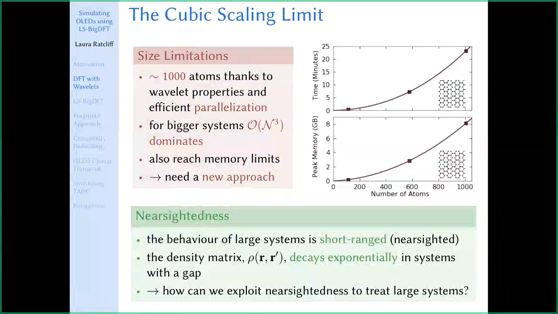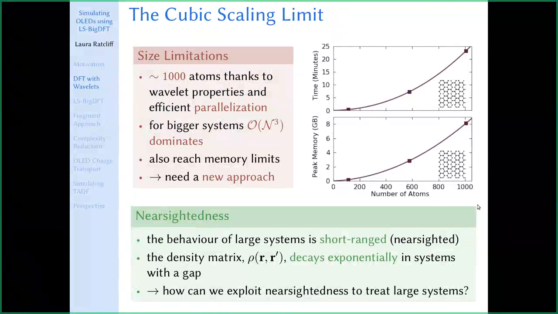But at some point we run into this cubic scaling limit, which is common to most DFT codes, the same for both time and memory. Eventually we hit the point where we can't treat big enough systems for the types of problems that we're interested in. But we do know, and as has been known for quite a while, that the behavior of large systems is short-ranged or nearsighted, and more specifically, the density matrix decays exponentially in systems with a gap. And so we can exploit this approach to treat large systems.